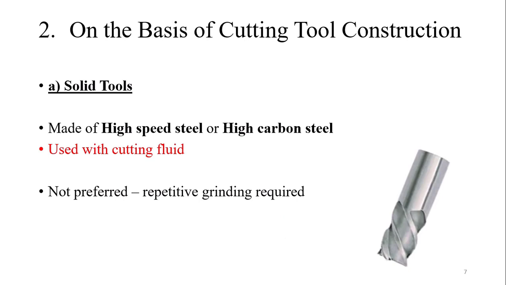Then there is a second classification based on the cutting tool construction, that is, how your tool is made. Fine. So first of all are the solid tools. Solid tools are those tools that are made completely of a single metal. Correct.